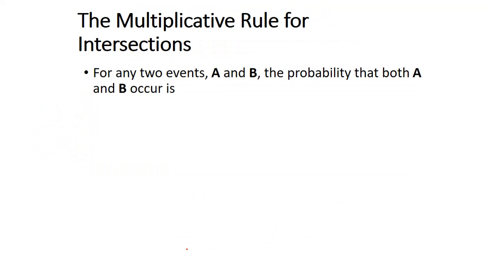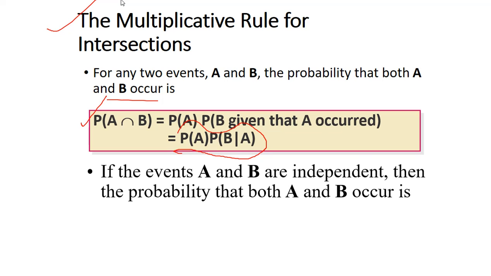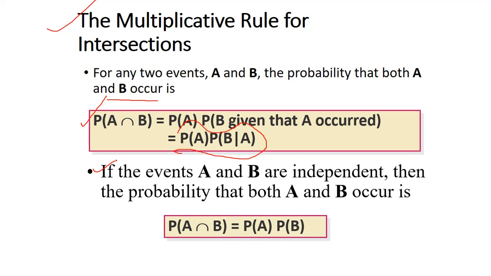This is one rule. For any two events A and B, the probability that both A and B occur, this is the dependent case. See, this is the formula. Probability of A intersection B equals probability of A multiplied by probability of B given that A already occurred. This is the multiplication rule for intersections. If the events A and B are independent, then the probability that both A and B occur is the multiplication of both.